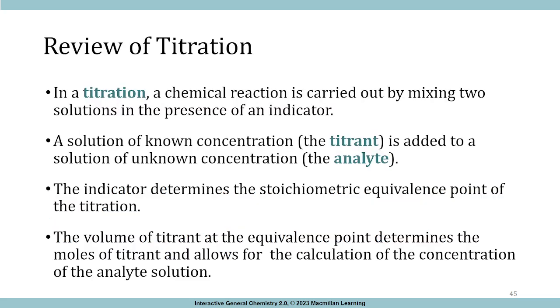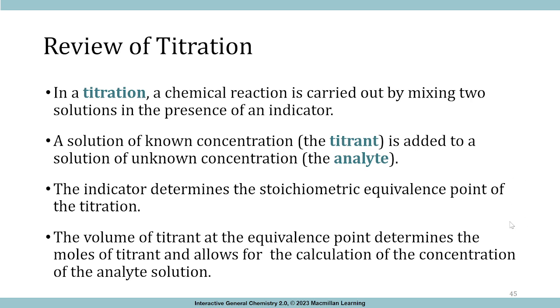All right, so next thing we're going to do is talk about titrations. So in a titration, a chemical reaction is carried out by mixing two solutions in the presence of an indicator. A solution of known concentration, this is called the titrant, is added to a solution of unknown concentration. This is called the analyte. It's the one we're analyzing. Okay? Titrant, known, it's the measuring stick we're going to measure with. The analyte, unknown, what we're trying to measure.